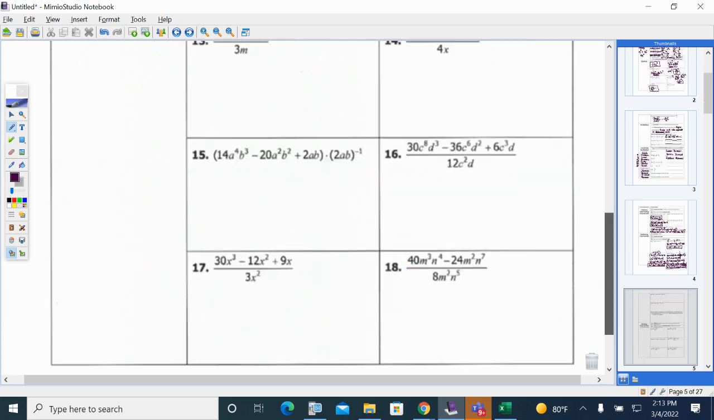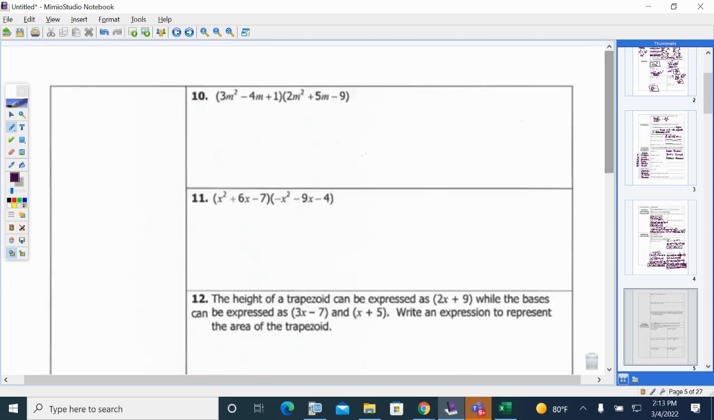Moving on, up at the top, we are not going to work these out. A trinomial times another trinomial is just a lot of distributive property. You would multiply the 3m squared by everything in the other parentheses, the negative 4m, as well as the 1. But that's all distributive. We've been working on this all semester, so you should be good.